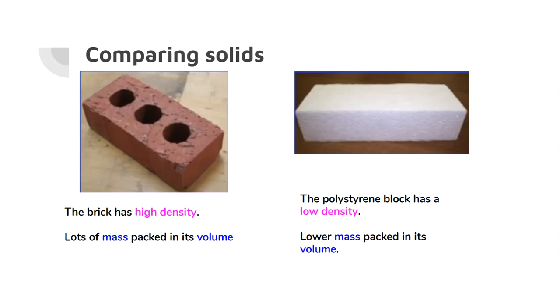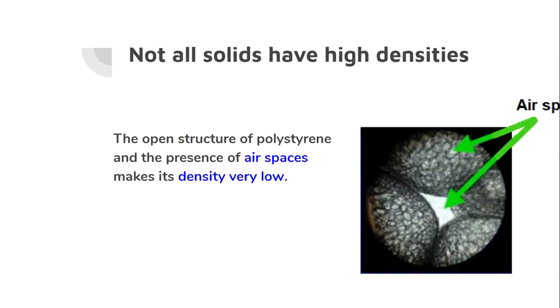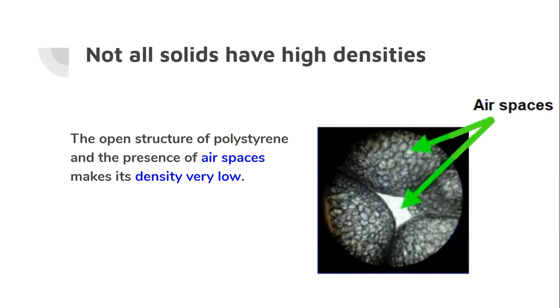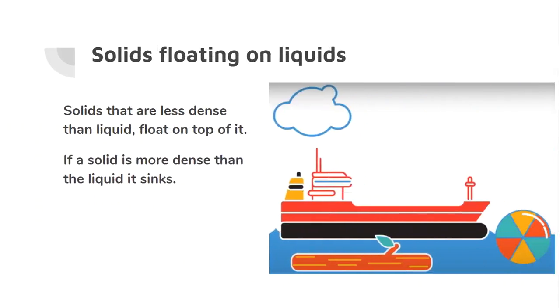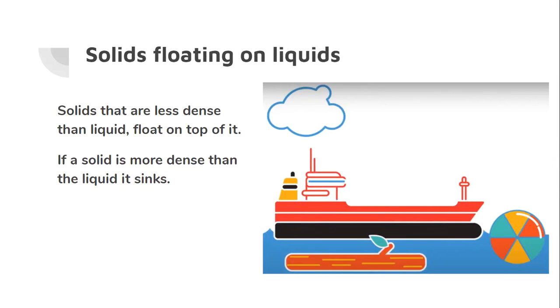That's because polystyrene has a very open structure. It's full of air spaces. It has a small mass for its volume. I'm showing you polystyrene under a microscope, and you can see the air spaces. This is what makes some solids float on the surface of water and others sink. Solids that are less dense than the liquid will float on top of it, but solids that are more dense than the liquid will sink.